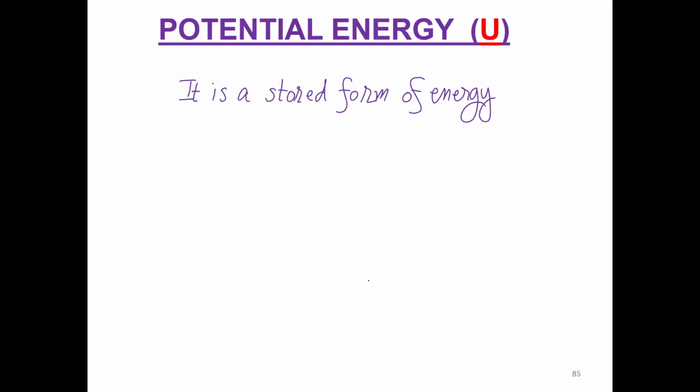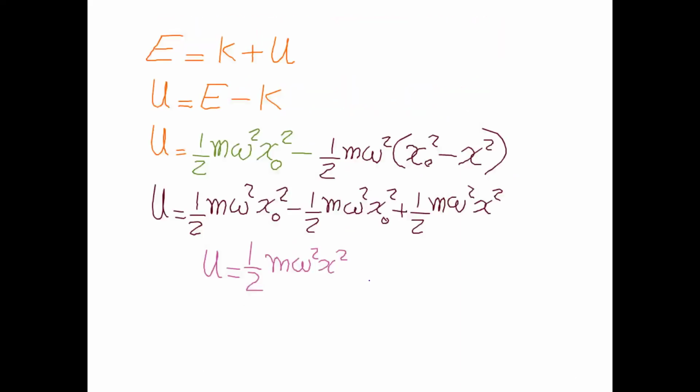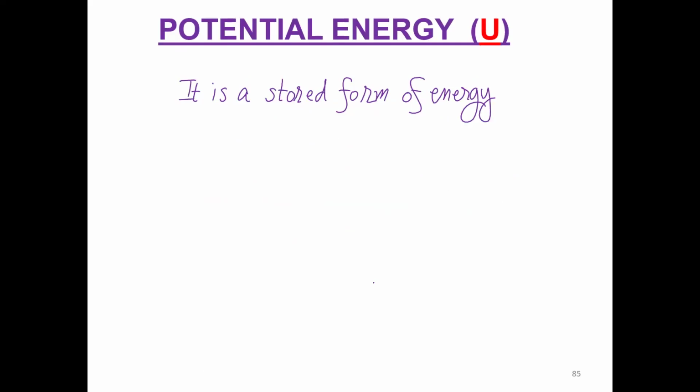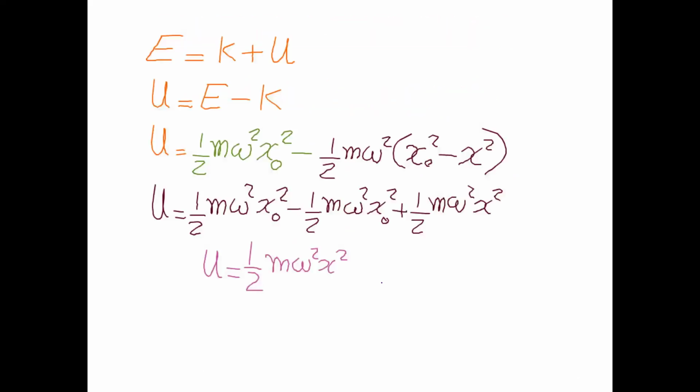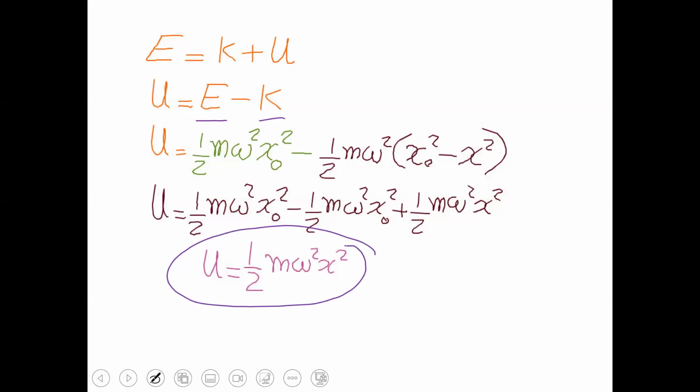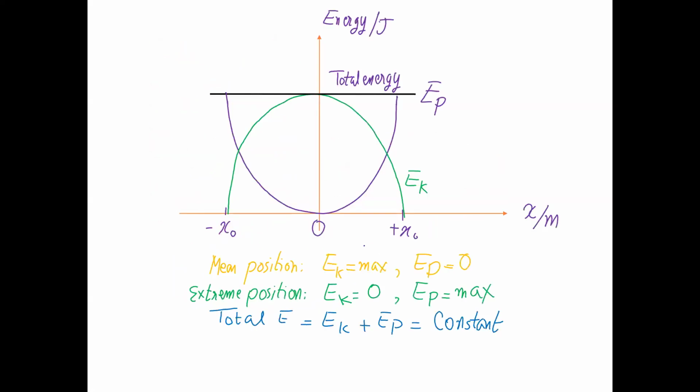What is potential energy? Potential energy is capital U. It is a stored form of energy. How do we find potential energy? We take the same formula. We know the total energy. We know the kinetic energy. We put them in and simplify. So we get U. What is U? Half m omega square x square.